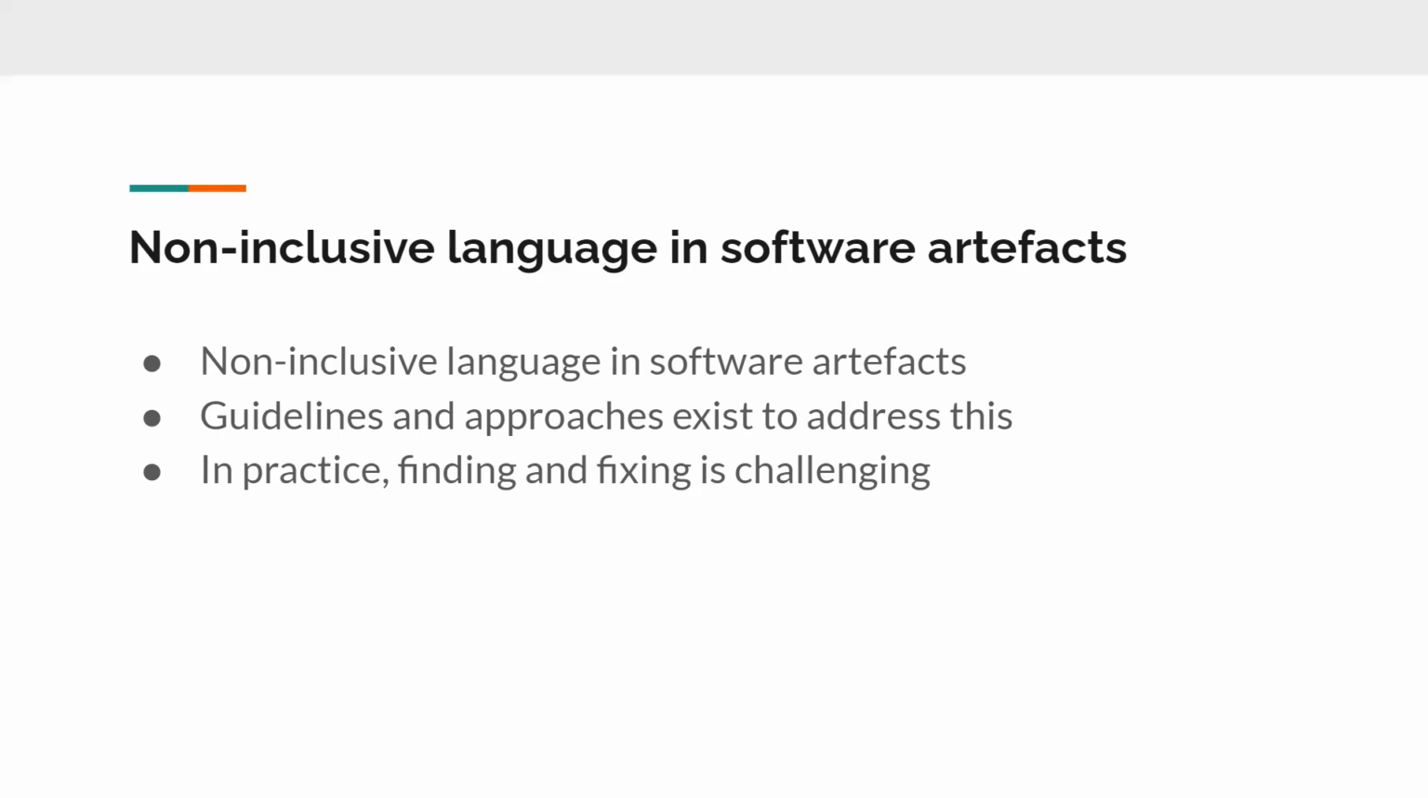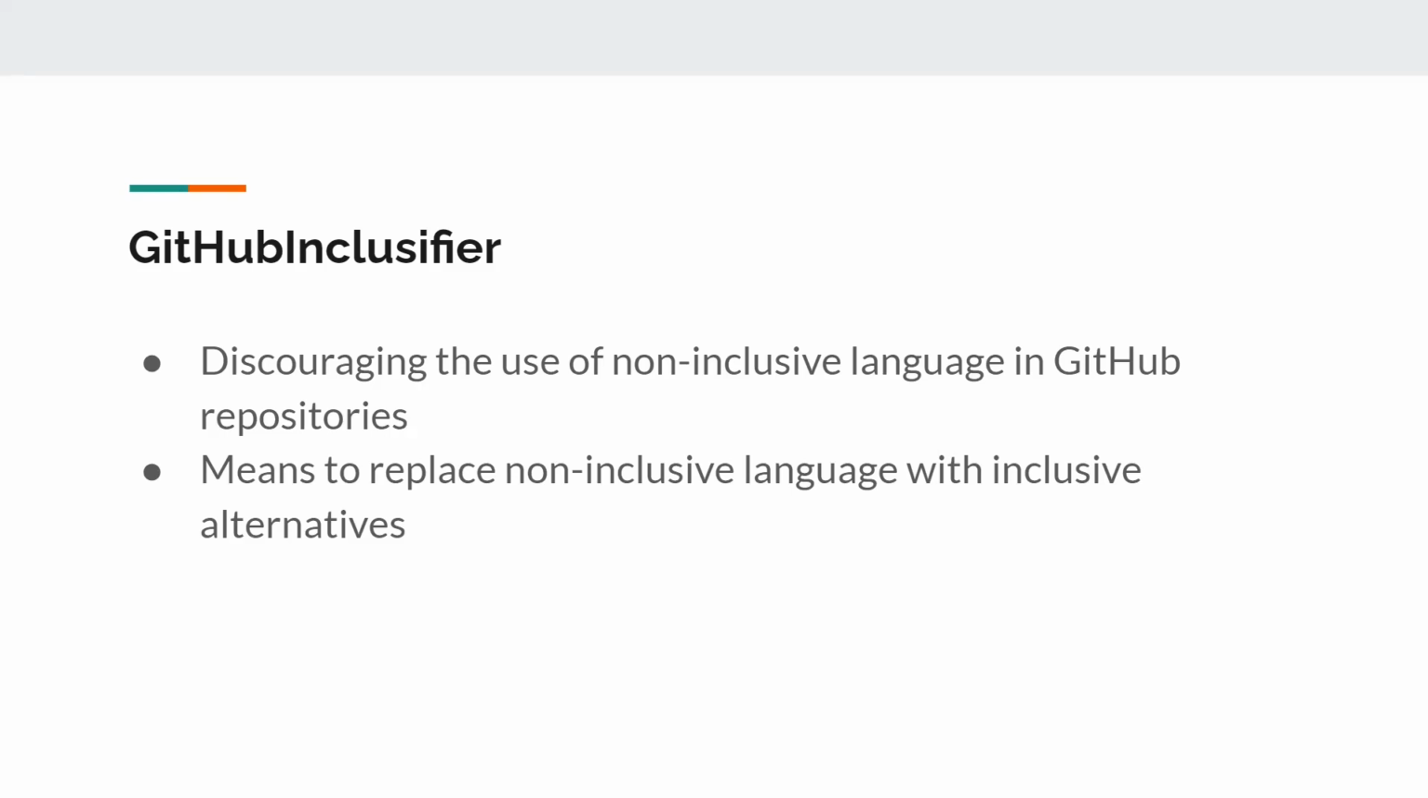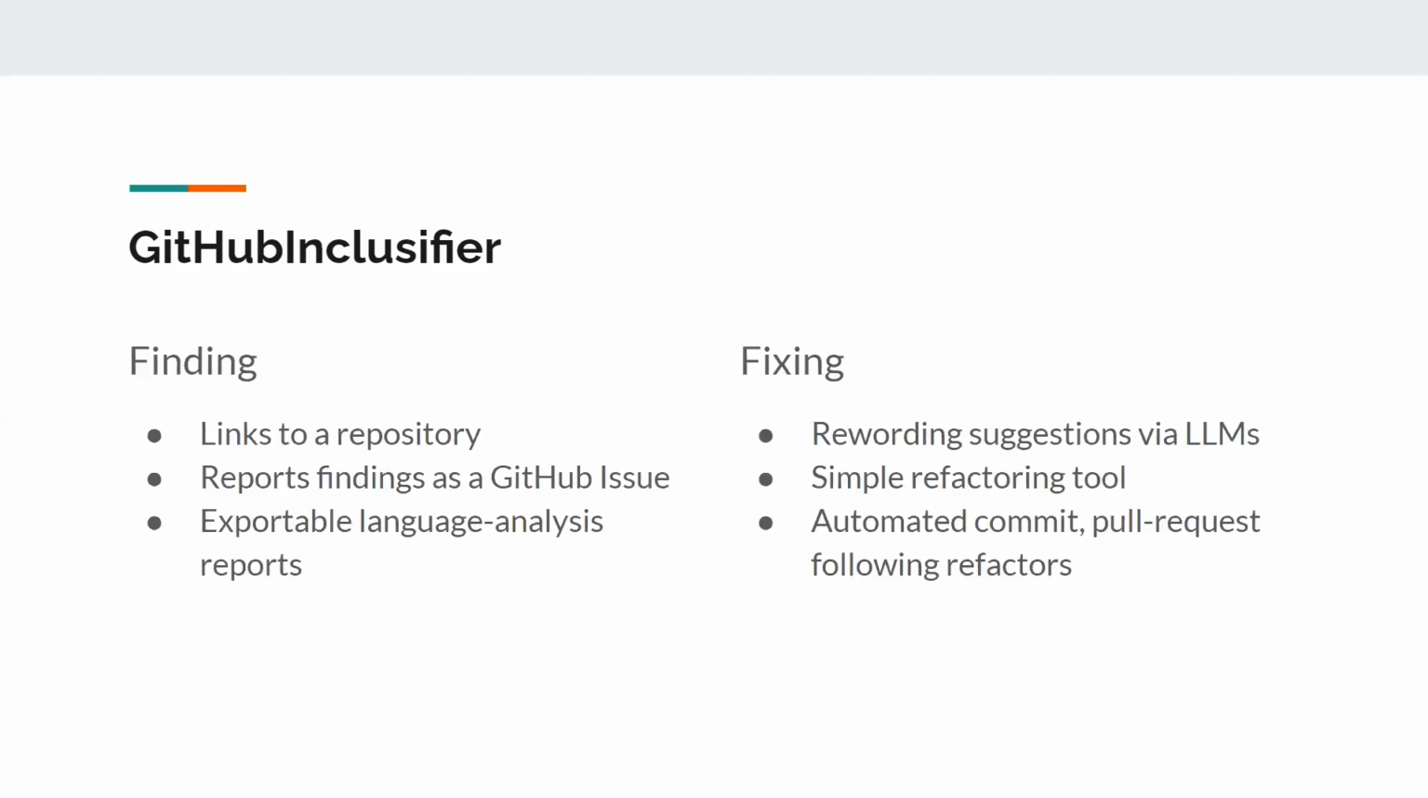A means of efficiently finding and fixing the occurrences of such language in software repositories could go a very long way in creating more welcoming and respectful virtual workplaces. To address this problem, we present GitHubInclusifier, a prototype tool designed to discourage the use of non-inclusive language in GitHub repositories, and also to provide its users with various means of rectifying such language usage with more inclusive alternatives, with the goal of helping to create welcoming and respectful virtual workspaces.